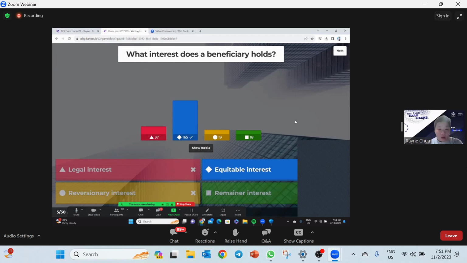Take legal interest, for example. For this particular question, the beneficiary doesn't hold the legal interest because the name is not inside the property yet. The one who has the name is the trustee. So in this case, the beneficiary holds the equitable interest. Later we'll talk a little bit about reversionary interest, and I'll give you some examples and the meaning of remainder interest as well.